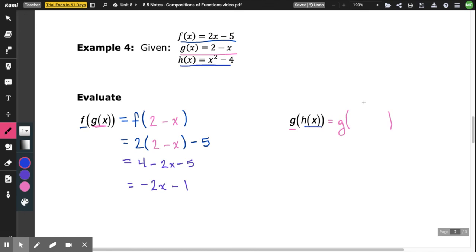Now I need to find g of x squared minus 4. That means I'm going to take my function called g, which is 2 minus x, and replace the x with that x squared minus 4.